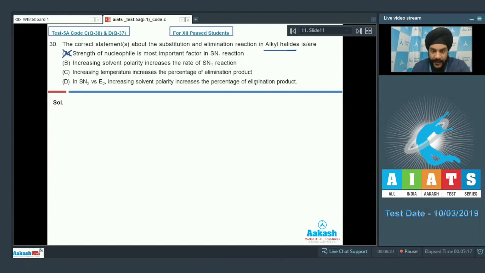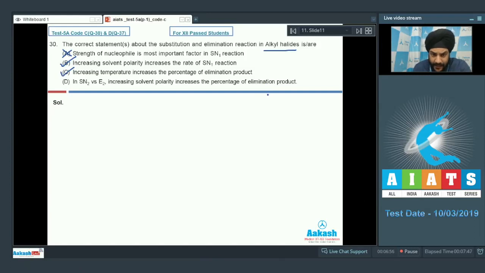Let us look at option B now. Increasing solvent polarity increases the rate of SN1 reaction. This is correct, students. As the solvent polarity increases, the ease of formation of the carbocation increases, and so does the rate of SN1 reaction. So statement B is correct. If you look at the statement C now, increasing temperature increases the percentage of elimination product. This statement is also correct, students. In presence of heating, generally the elimination products are formed.